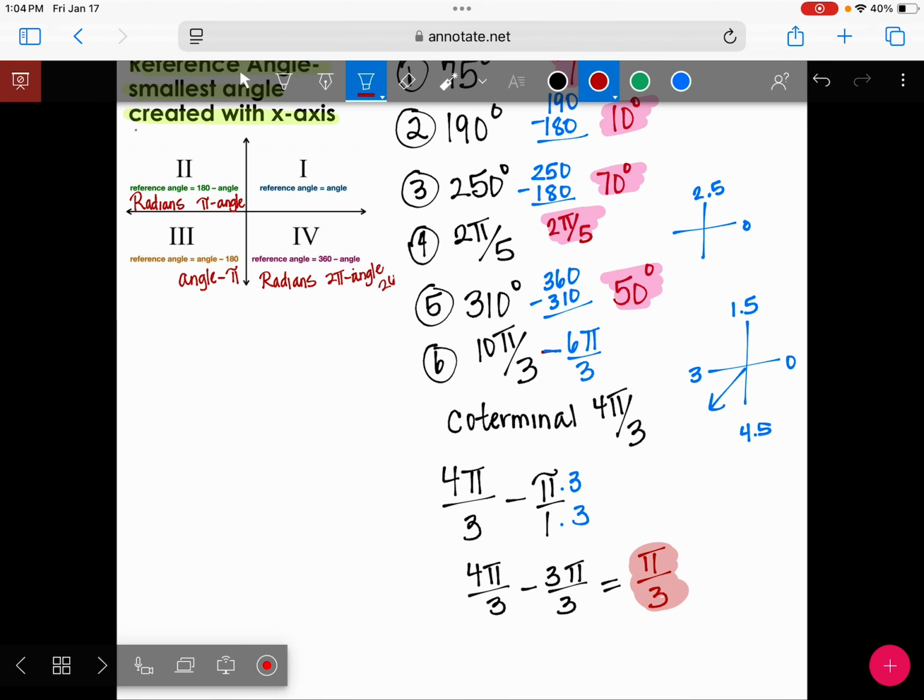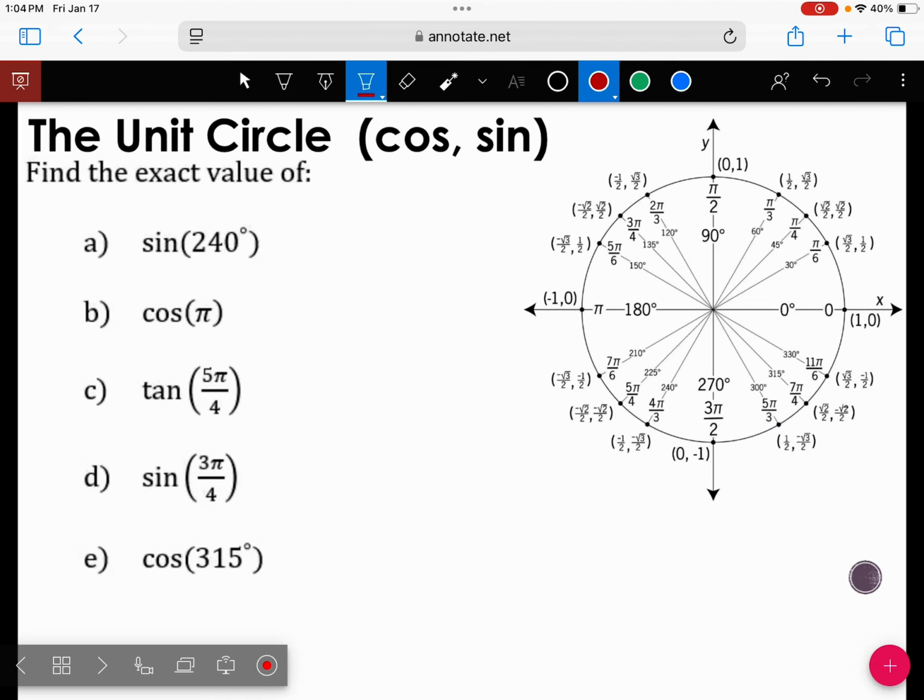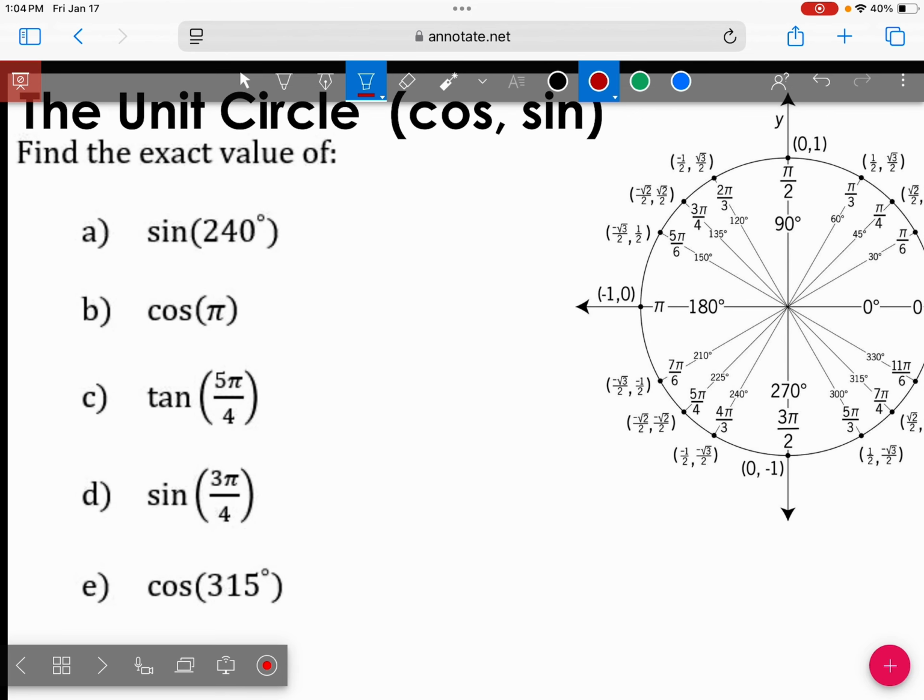Okay, so now take a minute and copy down these 5. This is what Miss K worked with you on for the last couple of days. Take out your unit circle. I want you to answer these 5 questions. What's the sine of 240? What's the cosine of pi? Go ahead and answer these questions.